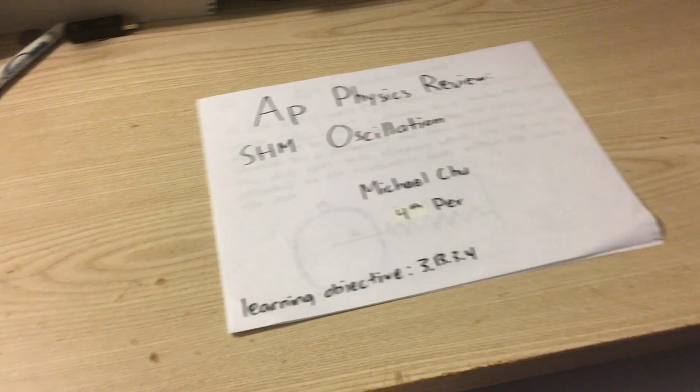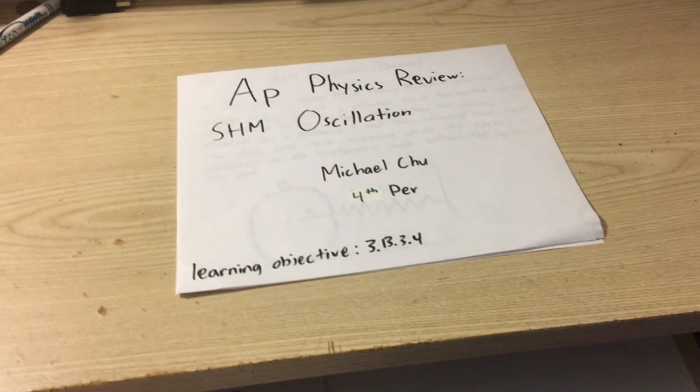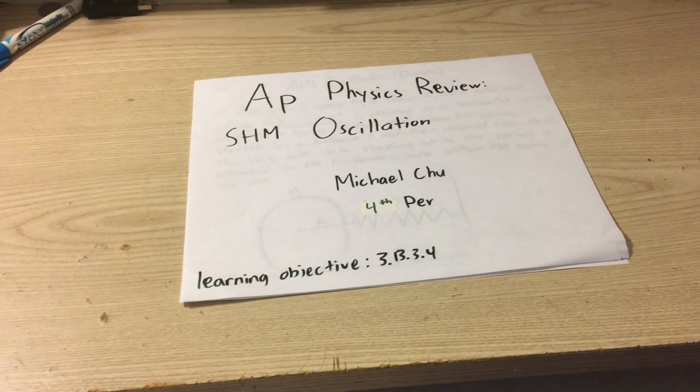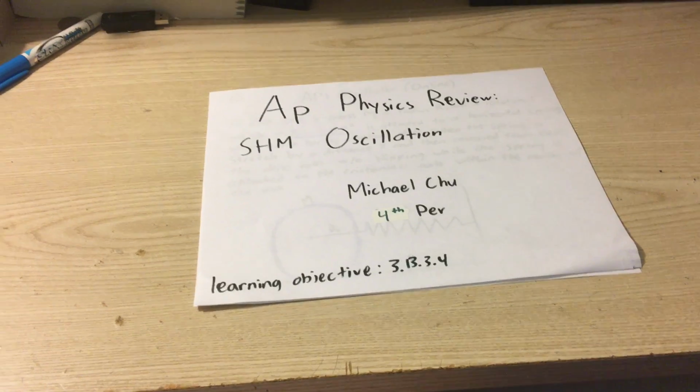And my learning objective is 3B34, which is that the student is able to construct a qualitative and/or quantitative explanation of oscillatory behavior given evidence of a restoring force.